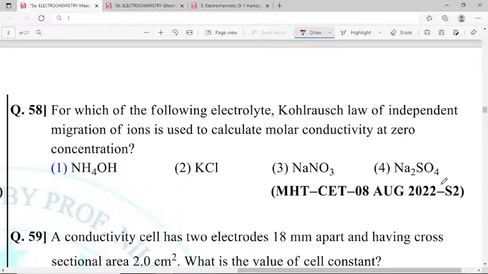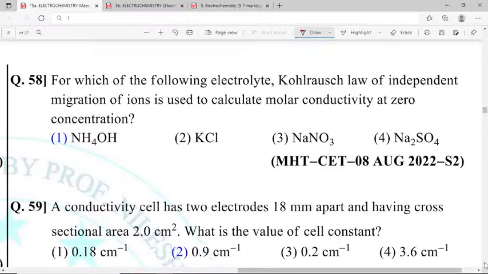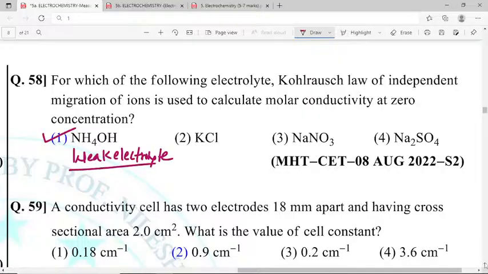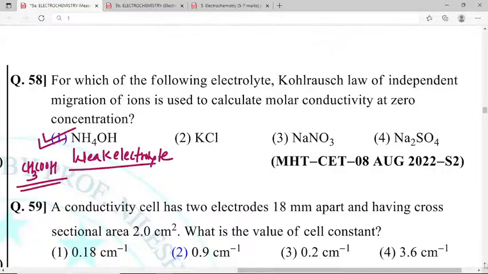Next question, for which of the following electrolytes is Kohlrausch's law of independent migration of ions used to calculate? This is a weak electrolyte. Ammonium hydroxide, acetic acid, CH3COOH. Acetic acid and ammonium hydroxide are weak electrolytes. Weak electrolytes obey Kohlrausch's law of independent migration of ions.